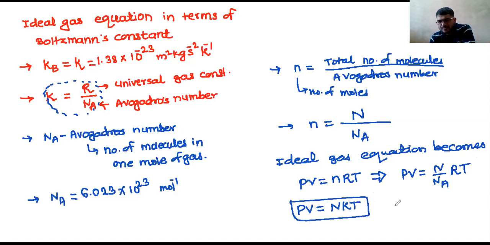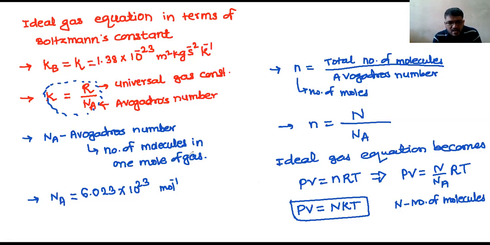This is the ideal gas equation in terms of the Boltzmann constant, NkT. What is N here? N is number of molecules. Remember, not moles, number of molecules. k is the Boltzmann constant. P is pressure, V is volume, R you already know is the universal gas constant, T is temperature. Understand? So note down this ideal gas equation in terms of the Boltzmann constant.